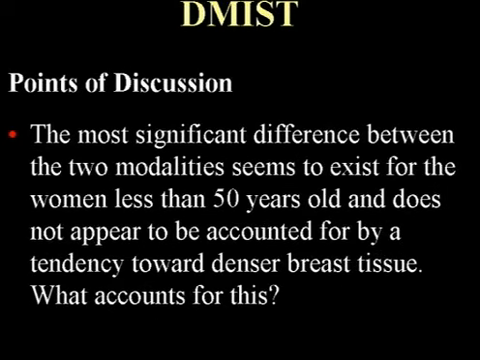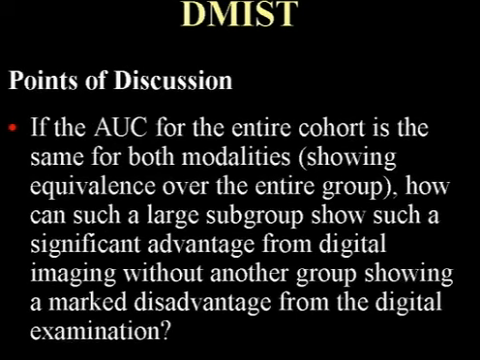The most significant difference between the two modalities lay between the women who are less than 50 years old. But it does not appear to be accounted for, at least in total, by the differences in breast density. If it's not accounted for by that, what is accounting for that finding? That's not clear. If the area under the curve or the overall analysis for the cohort shows that there is no difference between digital and screen film mammography, and yet there's such a huge benefit for a certain subgroup, how is there not such a marked disadvantage for a different subgroup?